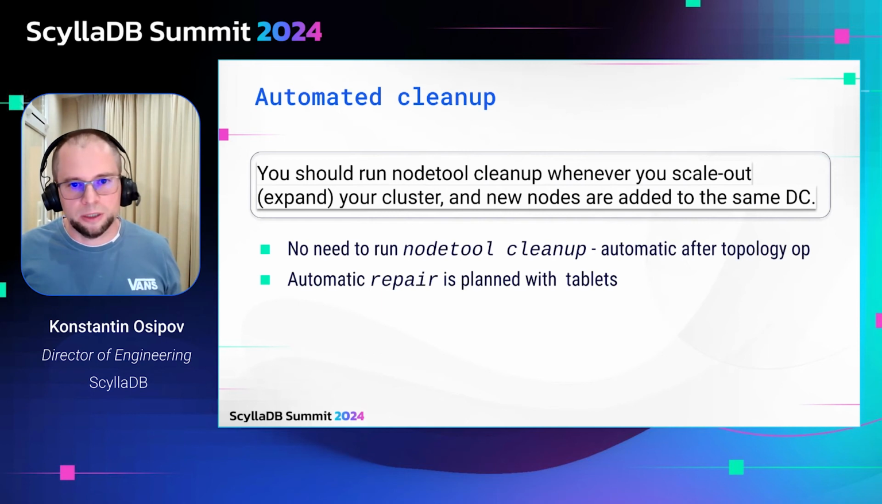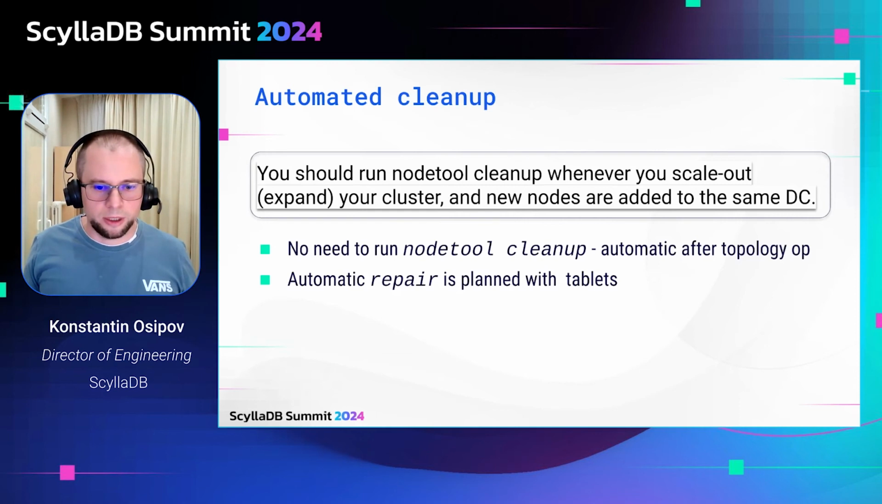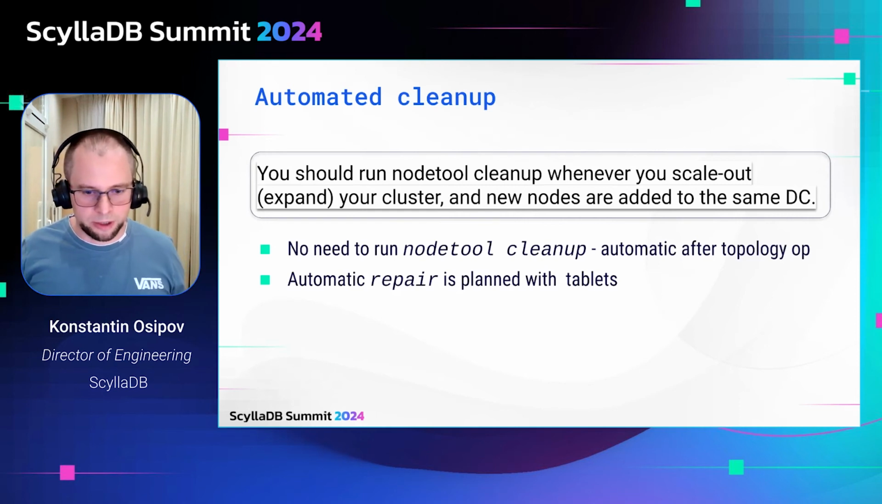In 6.0, we also automated SSTable cleanup. Like the cleanup you have to run between topology changes. Why do you need to run this cleanup? Unless you do it, there is a possibility of data resurrection.